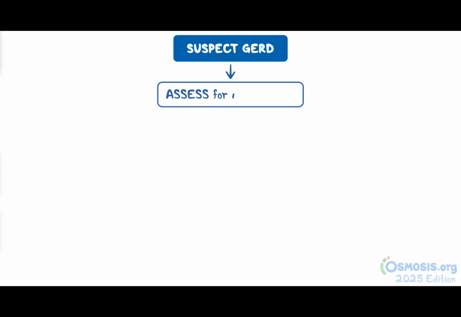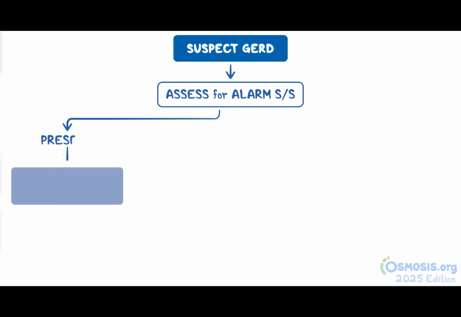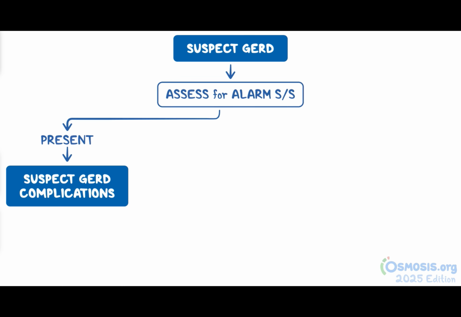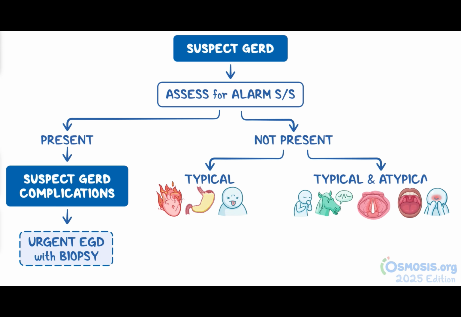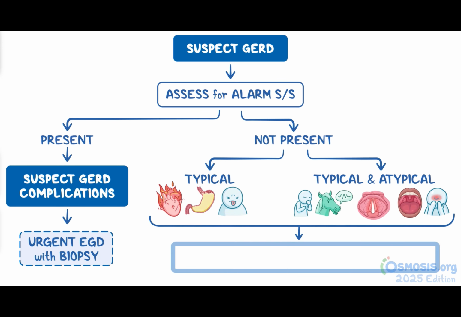All right, as a quick recap, if you suspect GERD, your first step is to assess for alarm signs and symptoms. If present, suspect GERD complications and proceed directly to urgent EGD with biopsy. If alarm signs and symptoms are not present, the next step depends on the patient's clinical presentation. Individuals with typical GERD features, or those who present with both typical and atypical features, should first undergo an 8-week trial of proton pump inhibitors.